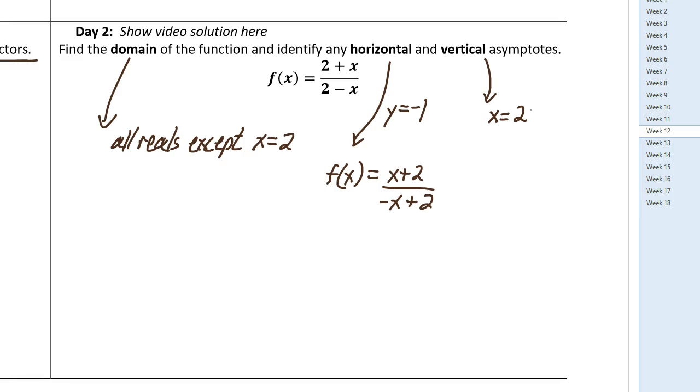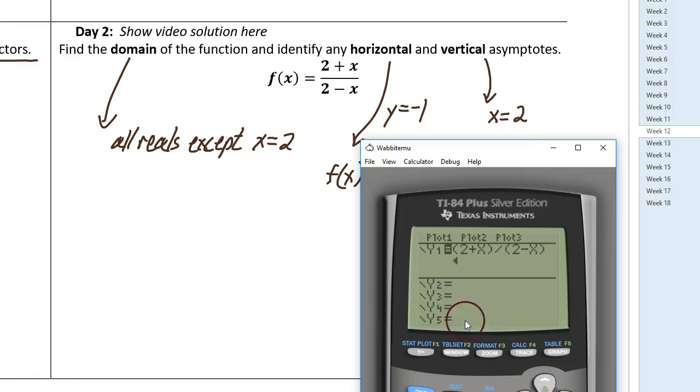Now let's take a look at the graph and confirm that we're right. Notice I've got the function typed in with the y equals key. Notice the parentheses around the numerator and the parentheses around the denominator. And then we'll press graph.